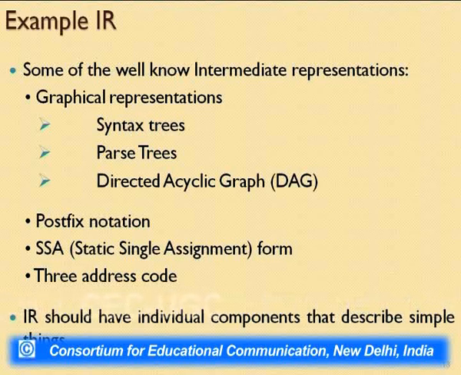And the IR that we are going to talk about in detail in these lectures and the upcoming lectures is the 3-address code. It's a special type of intermediate representation that is carrying, again, as per the definition, all the details of the machine level as well as the details of the source level. So IR should have individual components that describe simple things. So these should be simple in nature.